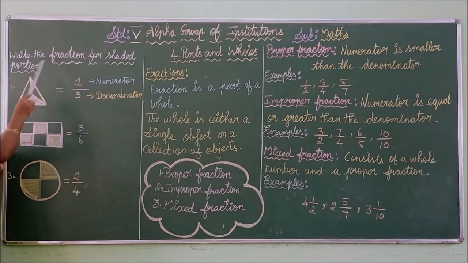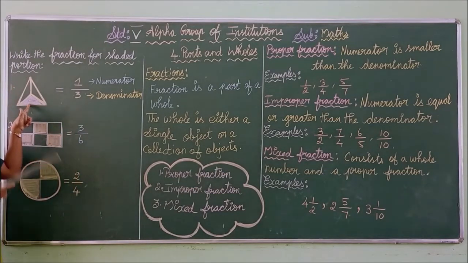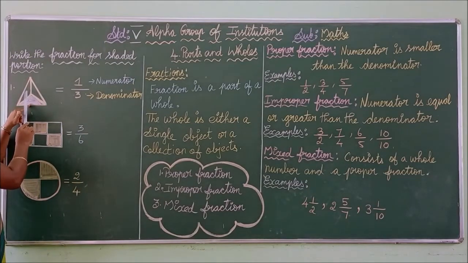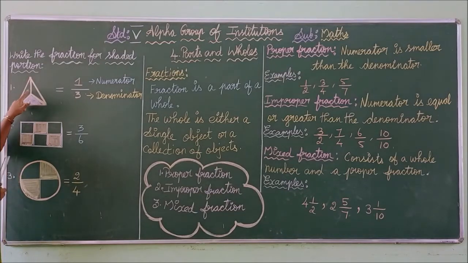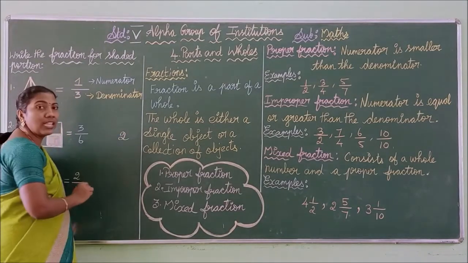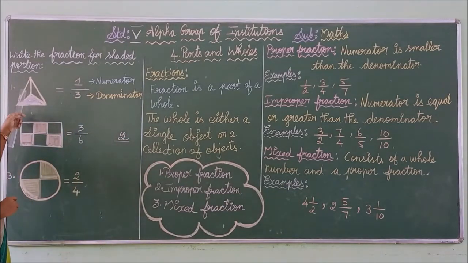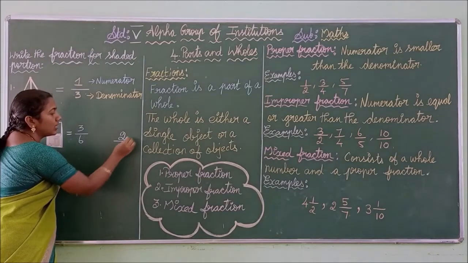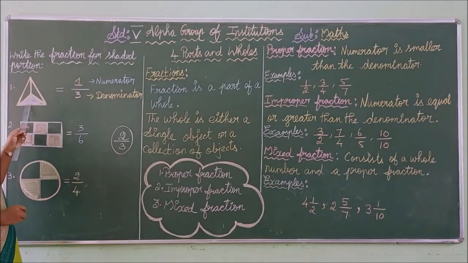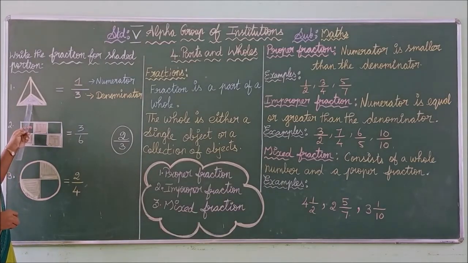Suppose, children, in the question they ask you to write the fraction for the unshaded portion. Then you have to write the unshaded portion as the numerator. See this, how many parts are not shaded? 1, 2. 2 parts are not shaded. So, you write 2 as the numerator, and you draw the small bar. And totally how many parts? 1, 2, 3. So, our answer is 2 by 3. So, 2 by 3 is the answer for the unshaded portion of the given picture, and 1 by 3 is the answer for the shaded portion. Do you understand, children?